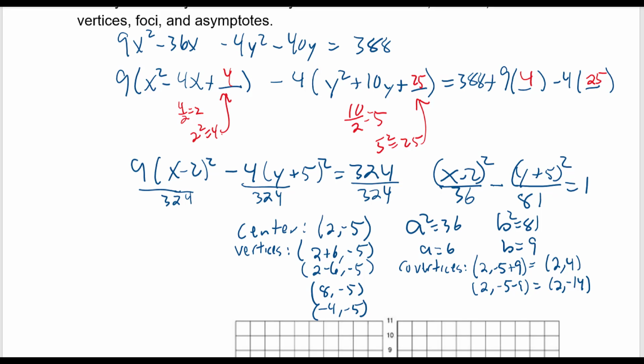And then let's get our c. So c squared is going to be 36 plus 81, which is 117. So c is the square root of 117, which is going to be plus or minus 3 times the square root of 13, which will be approximately 10.81.